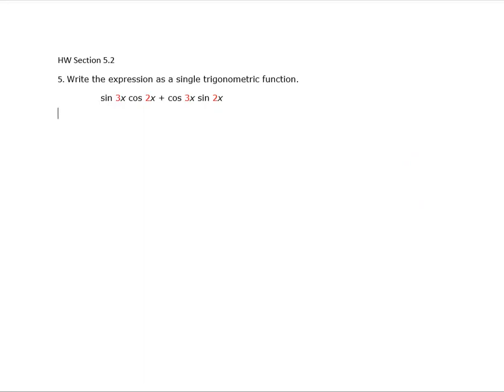Homework session 5.2, number 5. We're going to write the expression as a single trigonometric function. The problem provided sine of 3x multiplied by cosine of 2x, added to cosine of 3x multiplied by sine of 2x. It is in the pattern of sine A times cosine B plus cosine A times sine B, which is the sum formula for the sine function, or sine of A plus B.